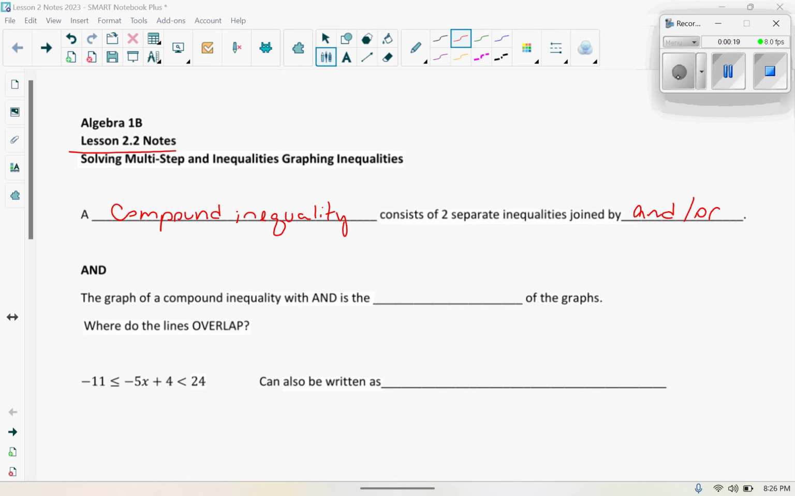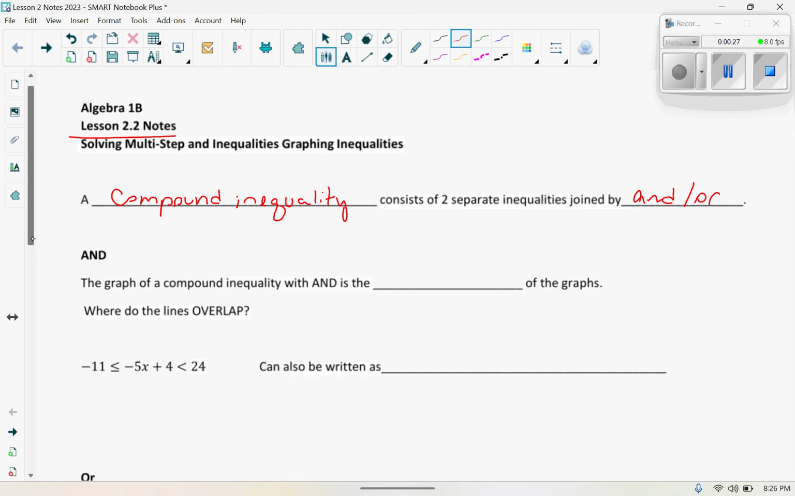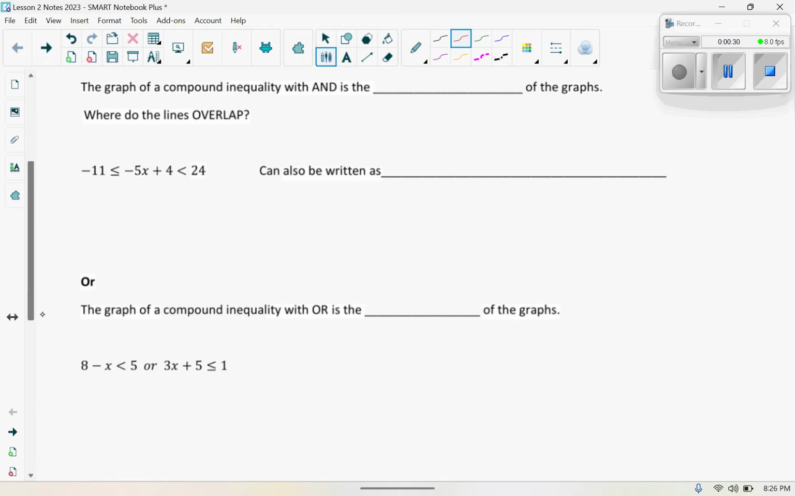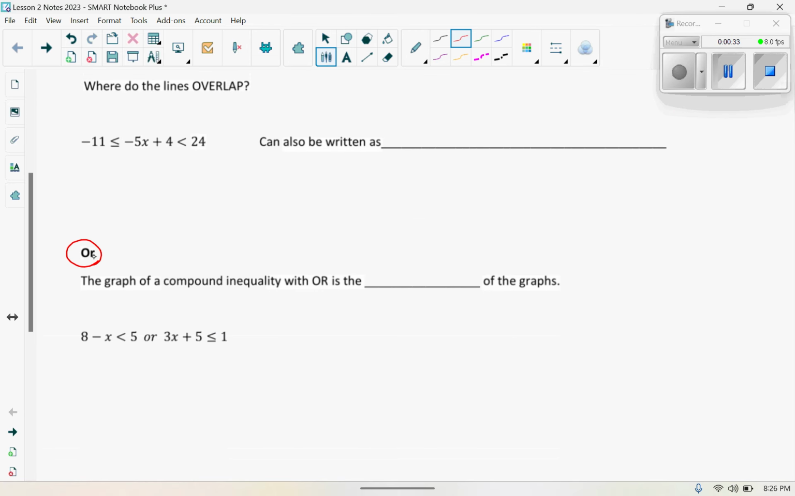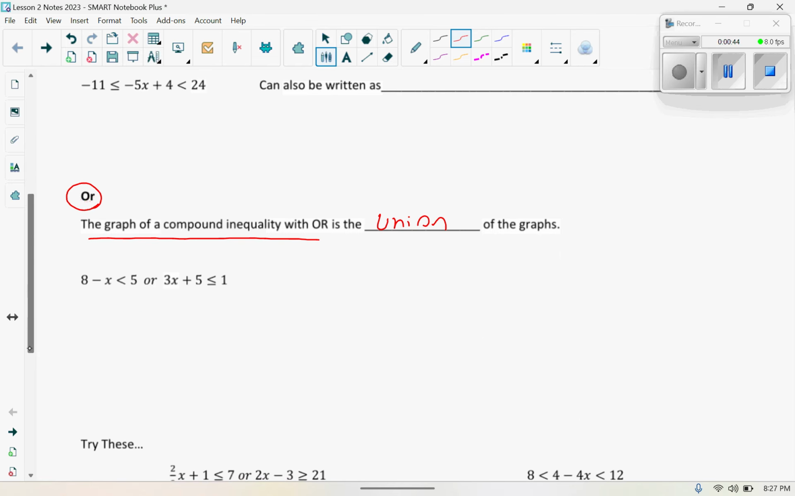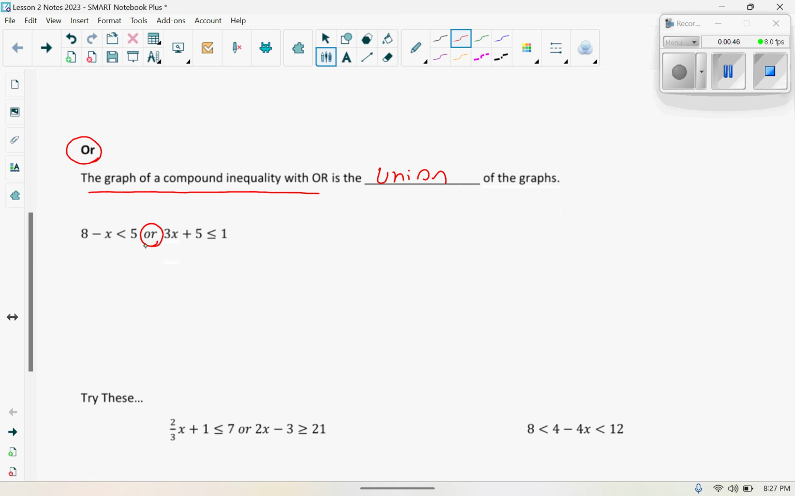A compound inequality is two separate inequalities that are joined together by either an "and" or an "or." The ands are a little bit more tricky, so I want to start with an or. The graph of a compound inequality with or is called the union of the graphs. A lot of times with the ors, you will see an or here, and what we're going to do is treat these as two separate inequalities and solve for each one. So let's go ahead and do this.